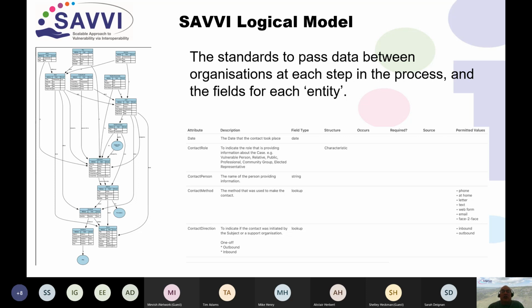We turned our concept model into a logical model, and again, I know you can't see that. It's all fully described at the website. So we've just added fields and vocabularies, data types, and so on for each of the concepts that we've described. Again, it's all on the website. I'm showing here, bottom right, just one example of one of the entities. This happens to be the contact event entity, and you can see fields and data types and permitted values and so on.